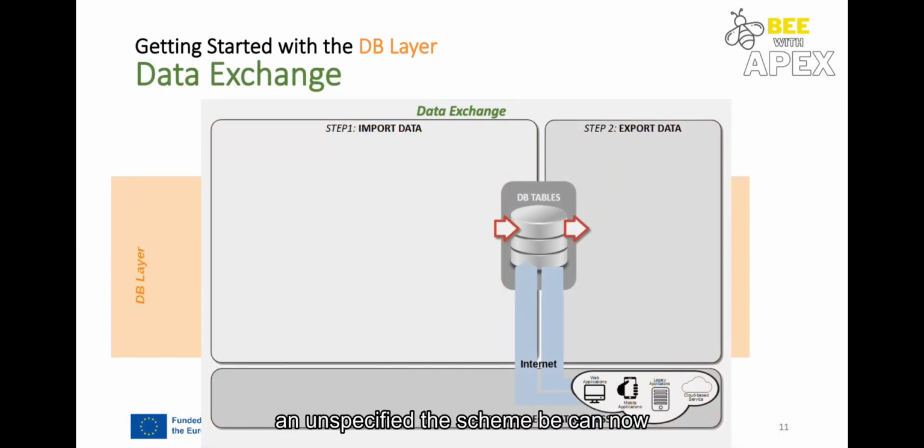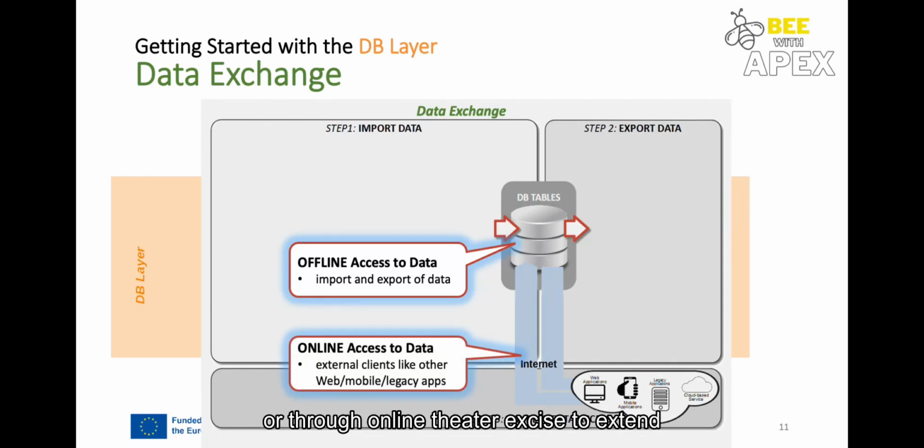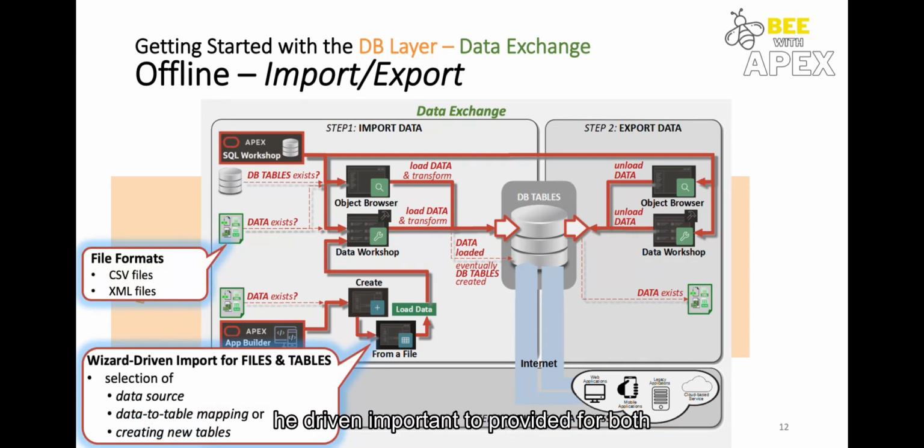Having specified the schema, we can now turn to the data and how to provide data offline through import and export, or through online data access through external clients. A wizard-driven import is provided for both data from files, whereby comma-separated value lists and XML are supported as file formats, and data in existing tables.